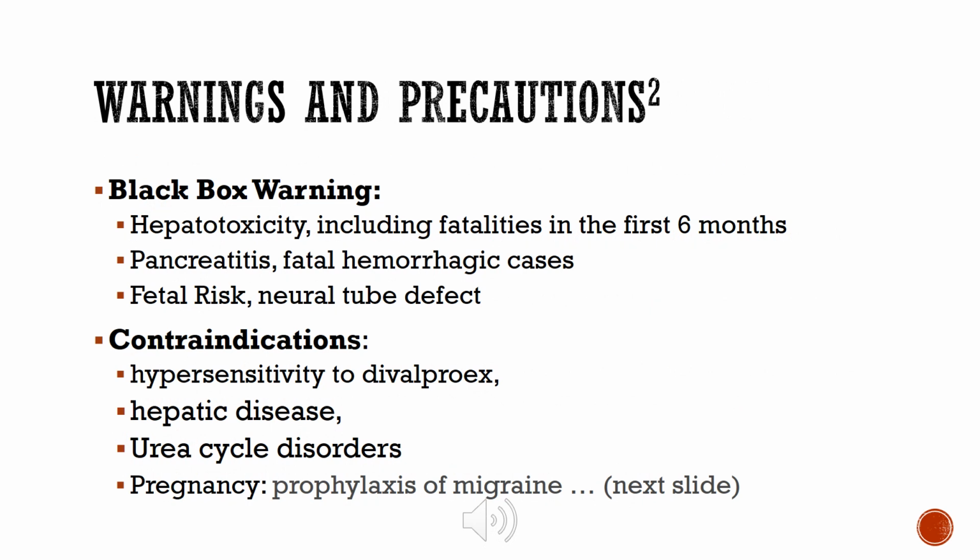Some of the warnings and precautions associated with Divalproex include black box warnings for hepatotoxicity. This includes fatalities that have been reported, usually in the first 6 months. We have pancreatitis, where fatal hemorrhagic cases have been reported. We also have fetal risk or neural tube defects.